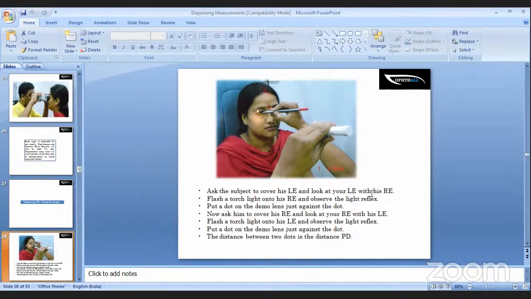PD for distance. You can measure the right eye PD separately. You can also measure the left eye PD separately. The distance from the right pupil dot to the center of the frame gives you the right PD, and the distance from the center of the bridge to the left pupil dot gives you the monocular PD for the left eye.